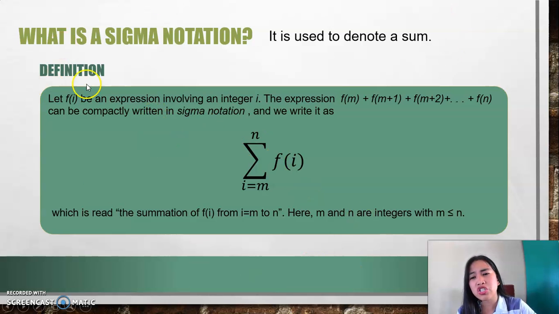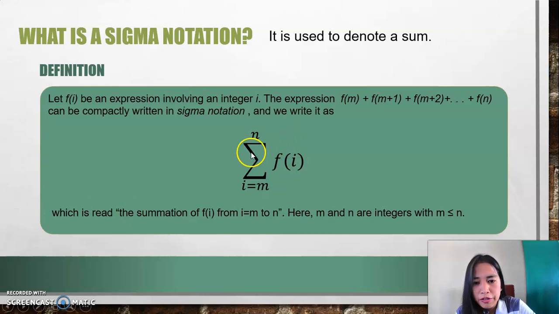So, what is a sigma notation? Let f of i be an expression involving an integer i. This expression can be compactly written in sigma notation. Like the earlier example, 1, 2, 3, 4, 5, we can express it in a shorter expression with the use of the sigma notation.